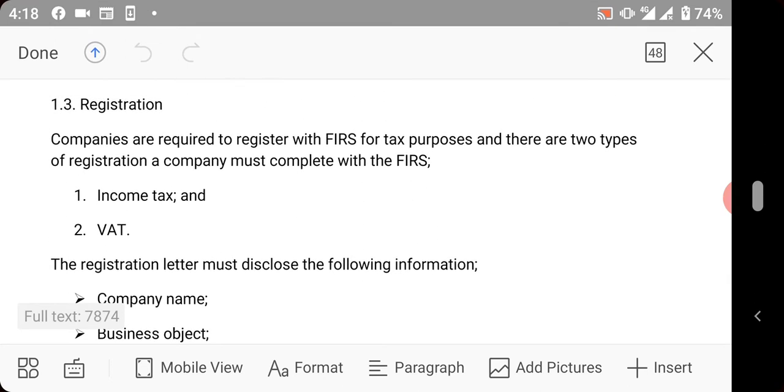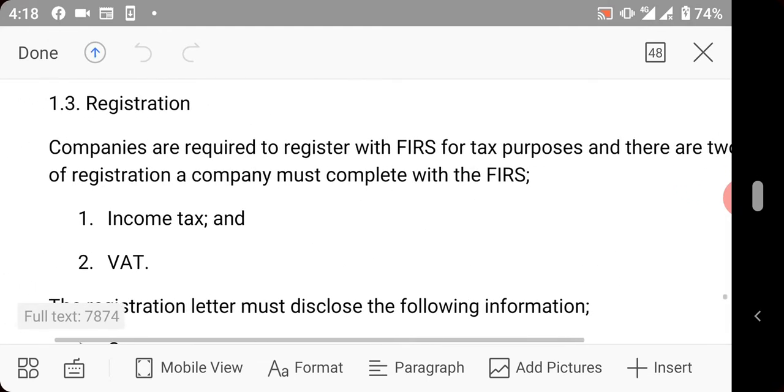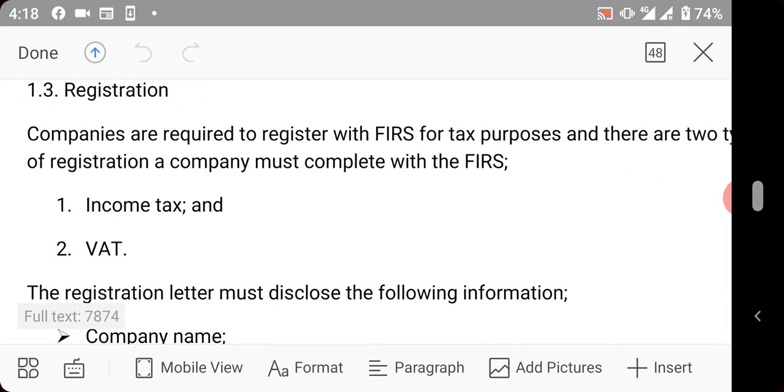Registration. Now we're going to look at registration of taxpayers. The law requires that a company should register with the relevant revenue services. There are two types of registration that the law requires you to make. The first one is income tax registration, and the second one is value added tax registration, which is VAT. So as a company, you are meant to register with the FIRS in these two regards: income tax and VAT.